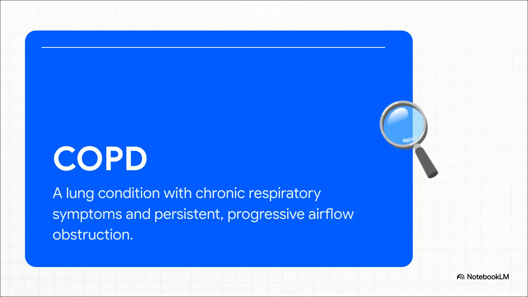So what exactly are we diagnosing here? Well, the official GOLD definition is a mouthful, but the words to zero in on are persistent and progressive. That means the airflow problem doesn't just go away, and it usually gets worse over time. And that other word, heterogeneous, just means it can look really different from one patient to the next.